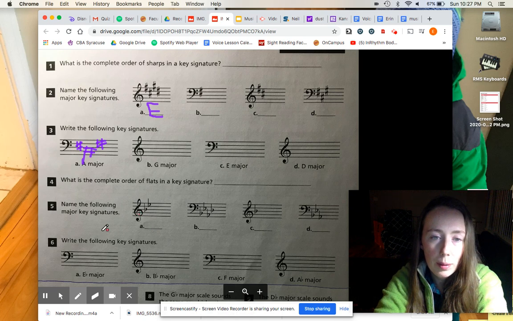5, name the following major key signatures. So you look back, which one has 2 flats? You find that. So they're looking for letters. So 2 flats is going to be the key of B flat.